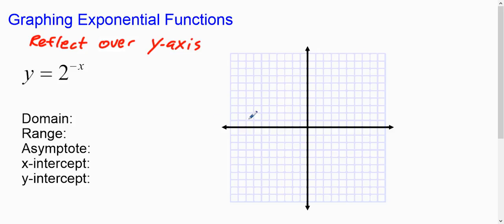So all of our dots, instead of going through those same points as before, they're going to reflect over the y-axis, and they're going to be on the left side. So we still have 2 to the 0 is still 1, but now everything's going to the left. So 2 to the first is 2, 2 squared is 4, and 2 to the third is 8. The same graph reflected over the y-axis.